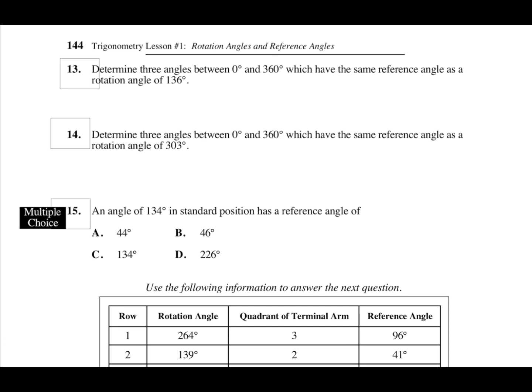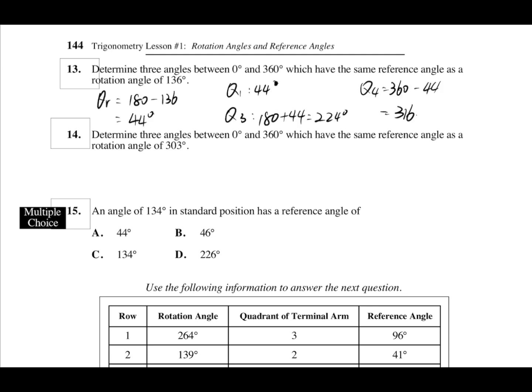And we need to determine 3 angles between 0 and 360 which have the same reference angle as a rotation angle of 136. The reference angle is 14, the same. So this is in quadrant 4, and quadrant 1 equals 57. Quadrant 2 equals 23, and quadrant 3 equals, okay.